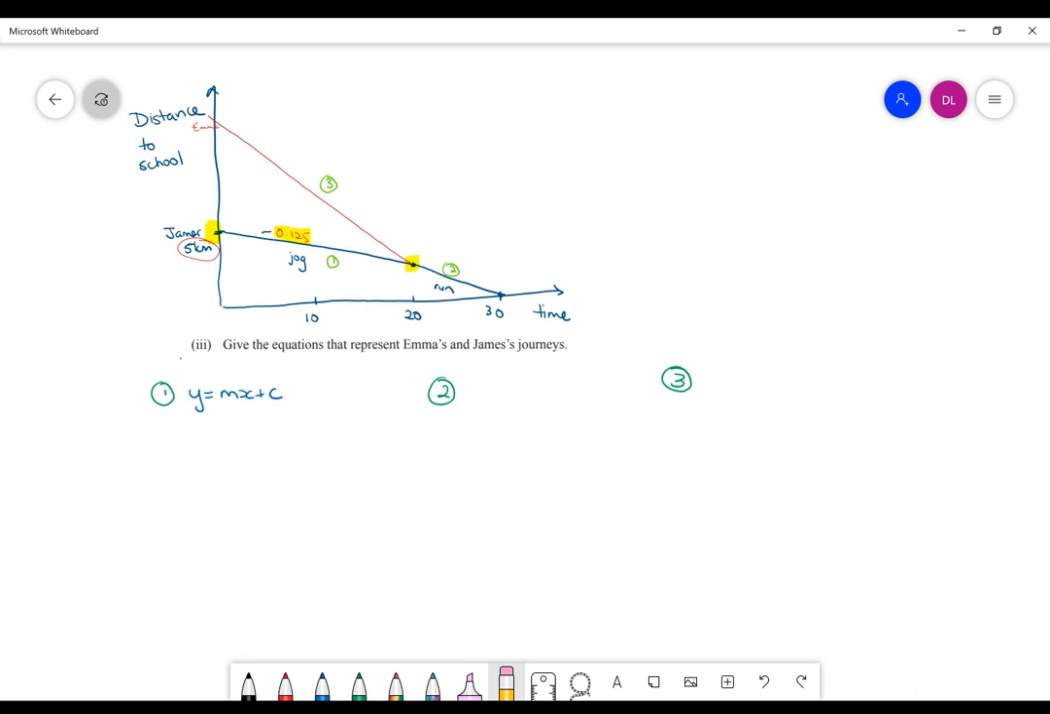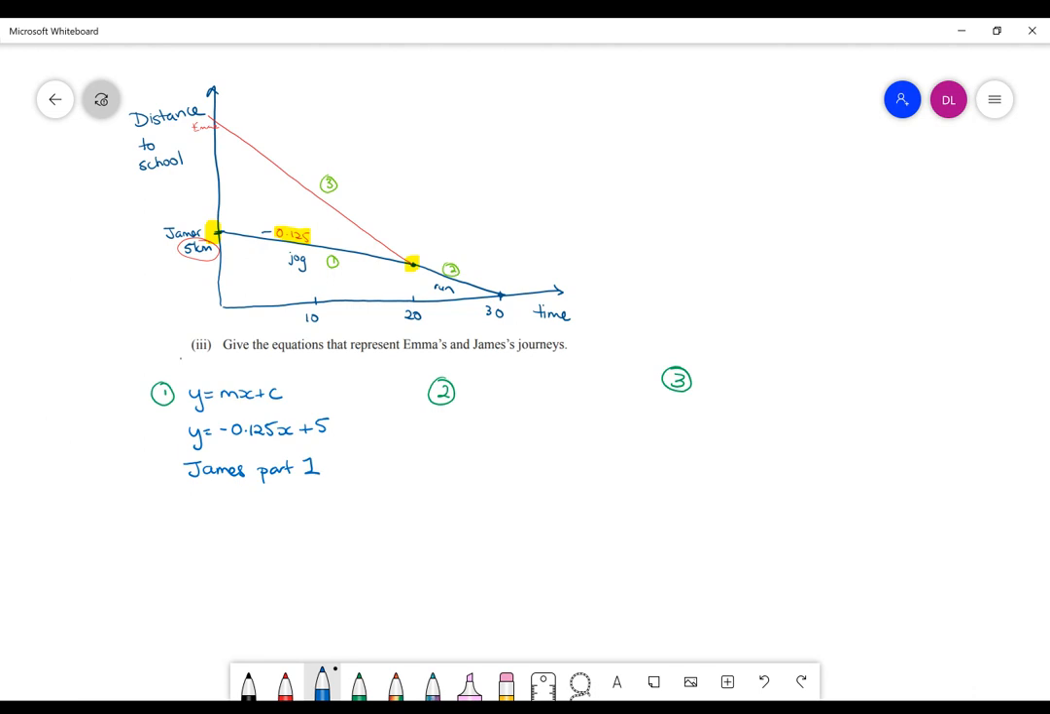Carrying on from where we left off last time, you are asked to give the equations that represent Emma's and James' journeys. For the first part here, I've labelled it 1. James has a y-intercept of 5 and a gradient of negative 0.125. So following that rule, we'll have y equals negative 0.125 x plus the y-intercept, which is 5. So that's for James's first part of the journey.